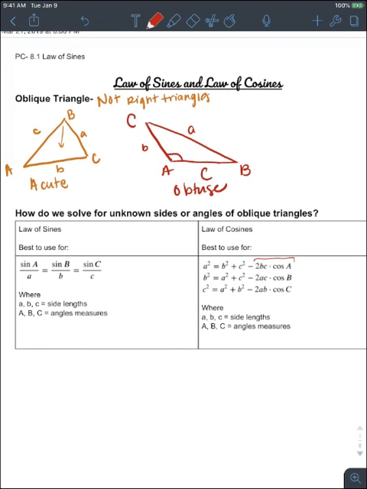One thing to notice is that in law of cosines, whatever side length is by itself is the angle you're going to use in your equation. So side length by itself, angle you're using in the equation. Some tricks. If your given information is angle, side, angle, or angle, angle, side, or side, side, angle, it's best to use law of sines.